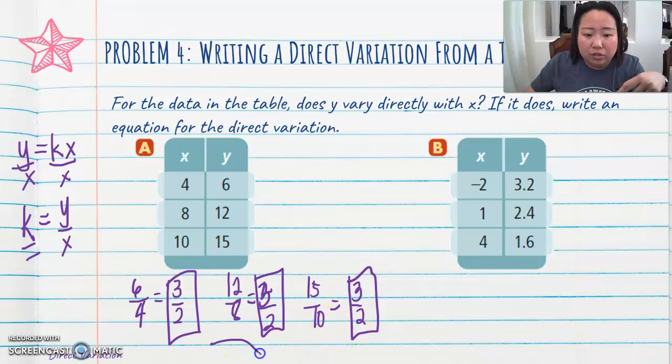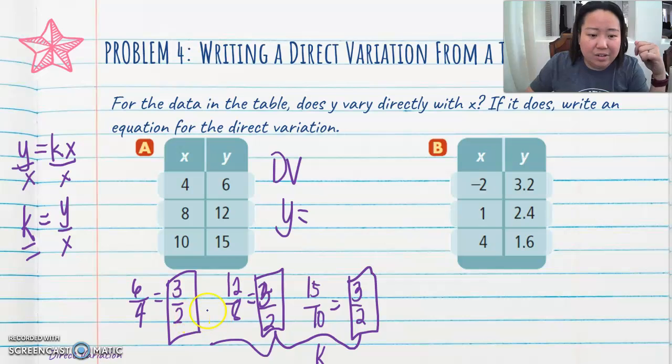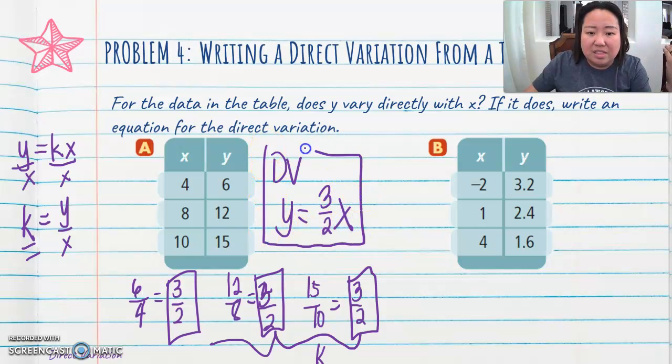And so this number now is our k. So this is a direct variation. Set A is a direct variation, and the equation will be y is equal to whatever this consistent value, that's the k, which is 3 over 2, times your x. Okay, so that is how you can identify direct variation from a table, and then you can write it down as an equation. So let's see letter B.